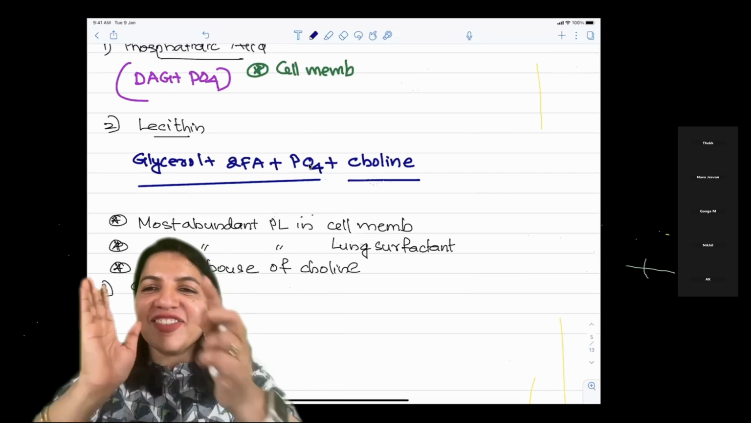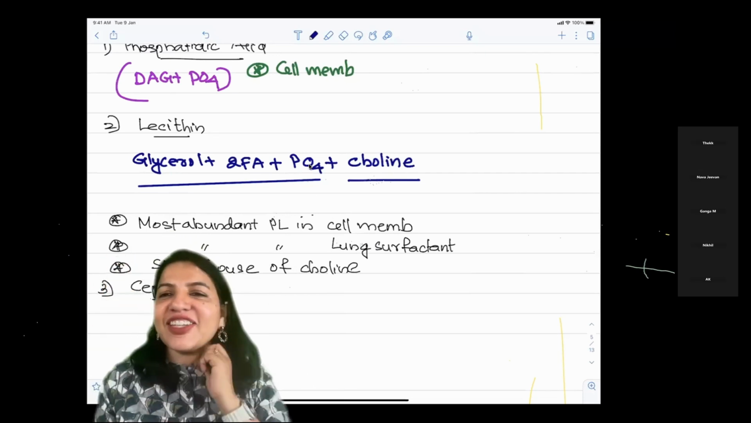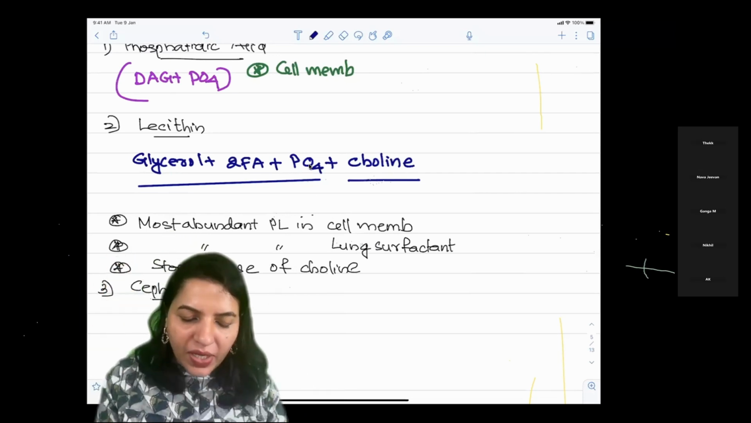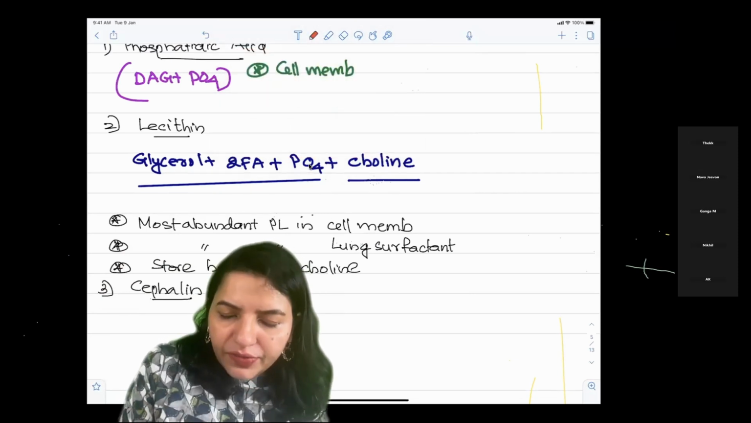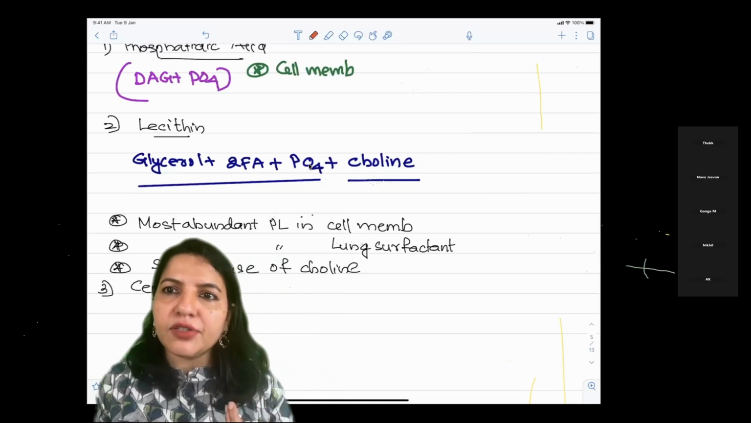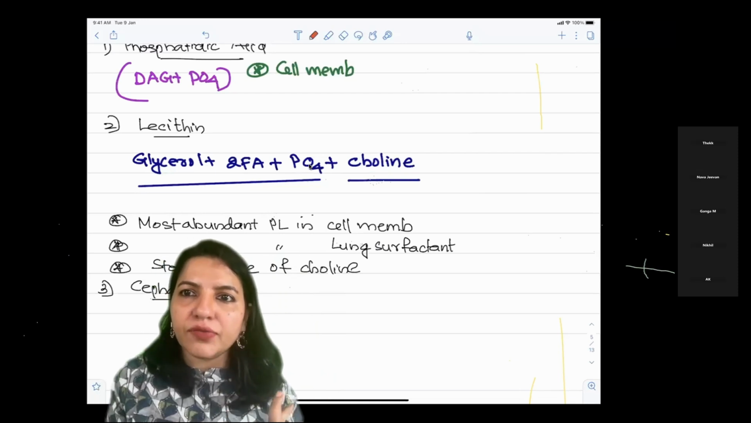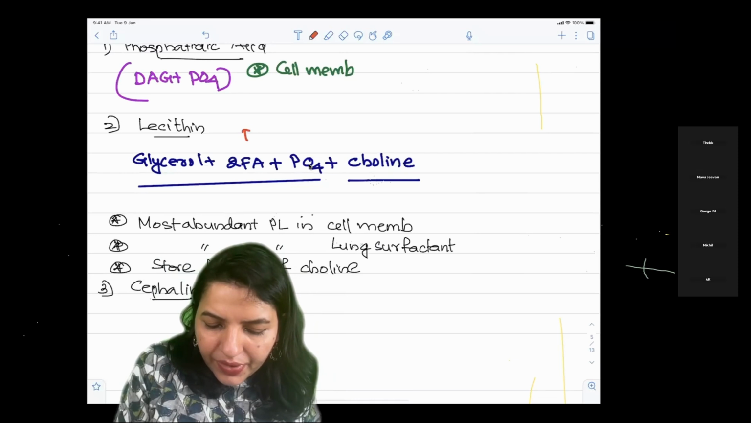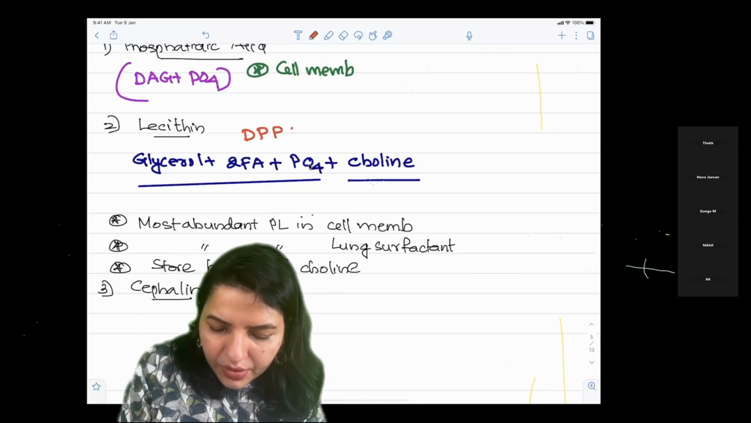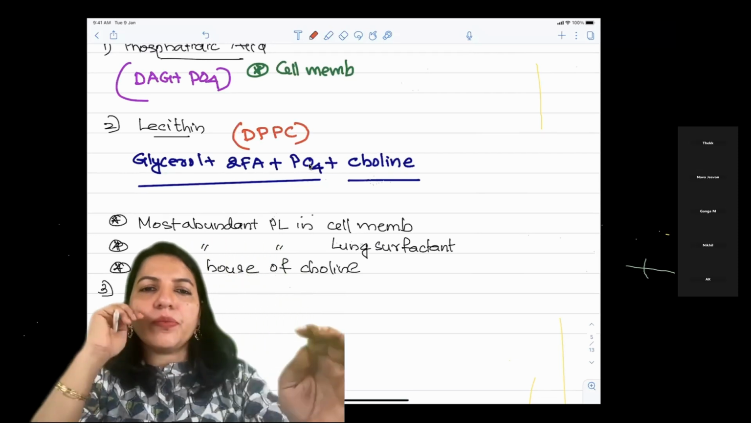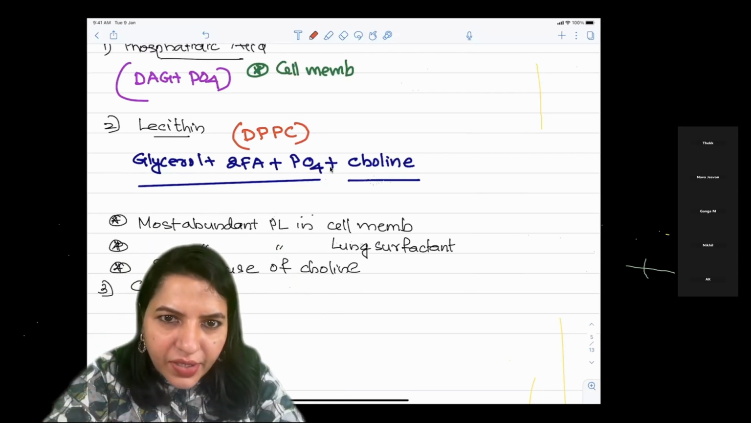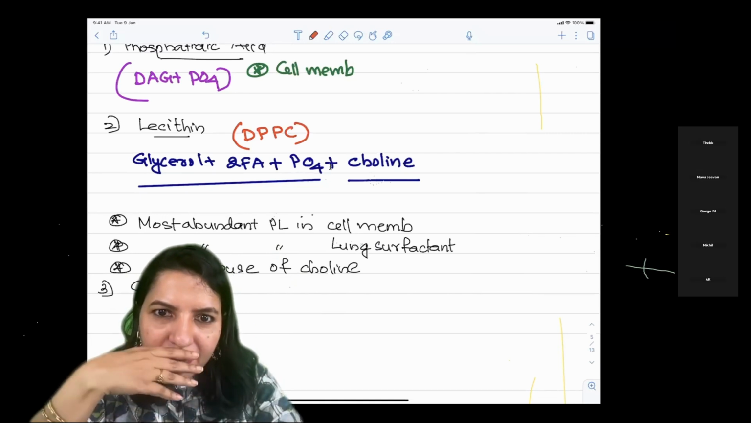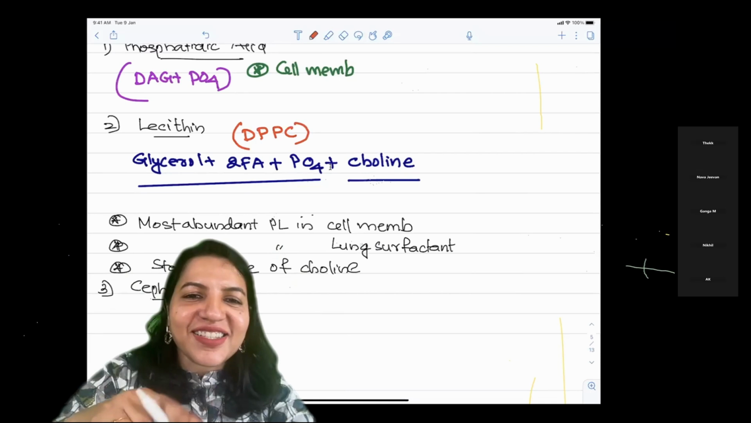So good. Okay, so that is phosphatidylcholine. Now I'll ask you one more thing. You have to expand this. Lecithin, we usually call it a lung surfactant. So as a lung surfactant, we'll give another name. I will write the short form here. Who will write this expanded form? DPPC. Yes.